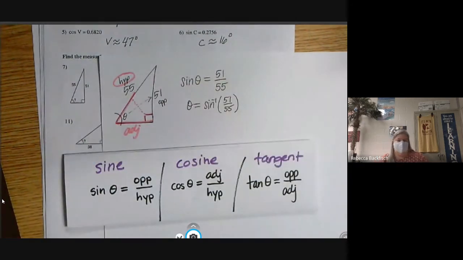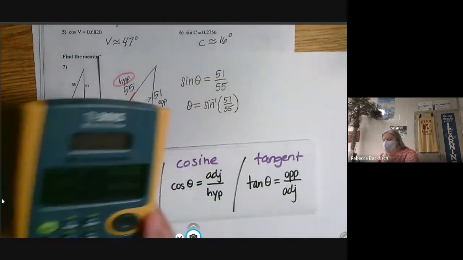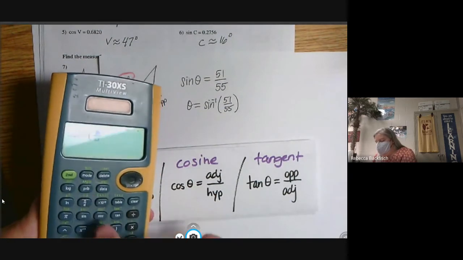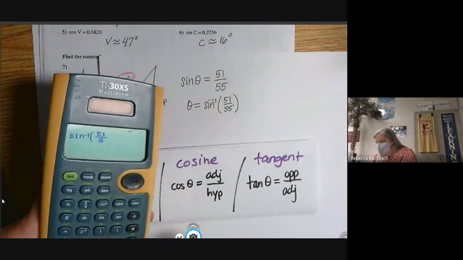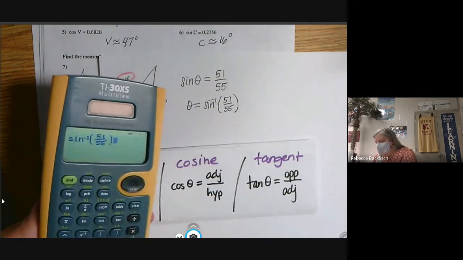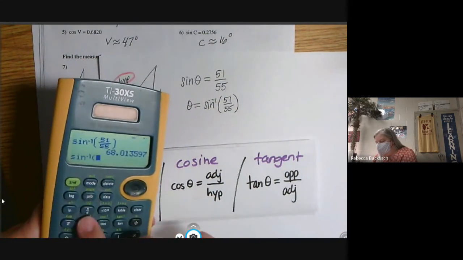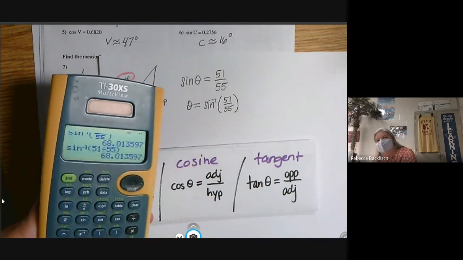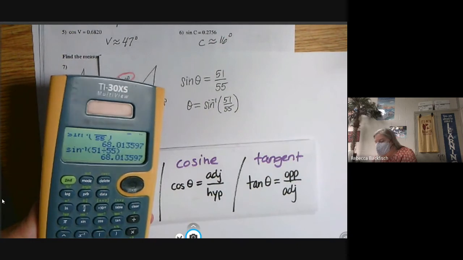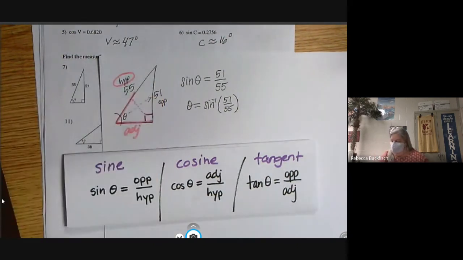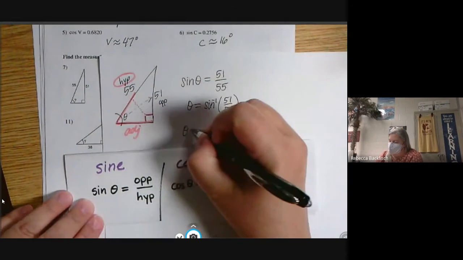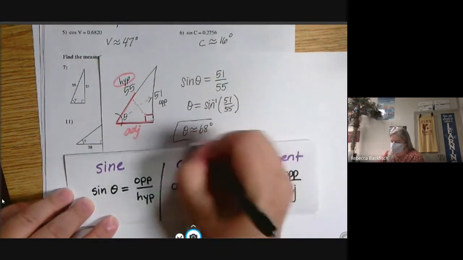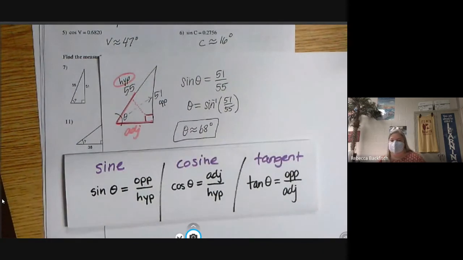And you could, if you wanted to, change that to a decimal now, or you could just type it in that way. You could do inverse sine, and you can use the fraction button if you want. Or you could do inverse sine and just do it as division, 51 divided by 55. Get the same thing either way. So about 68 degrees. So theta is about 68 degrees. Questions there?